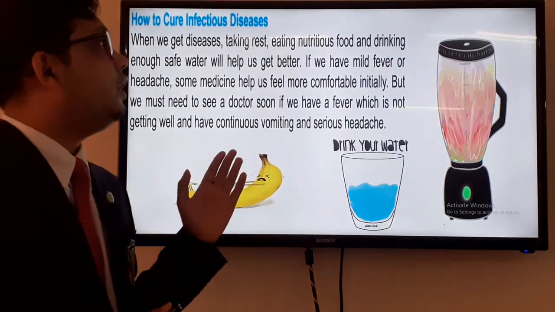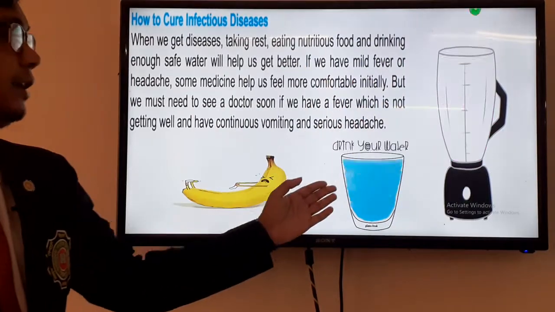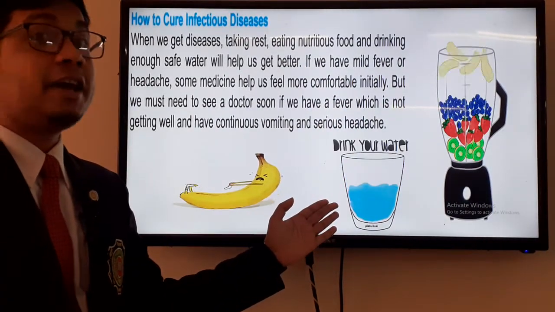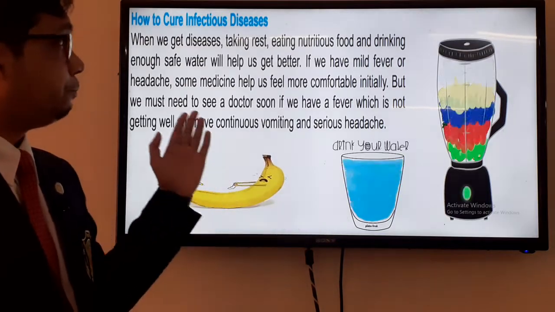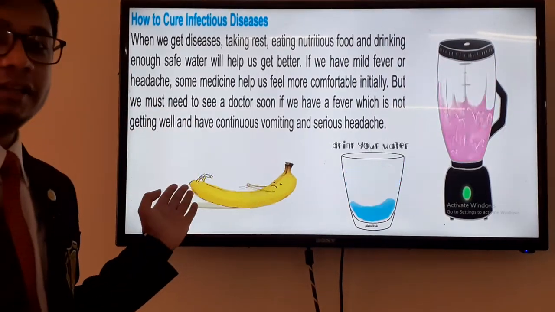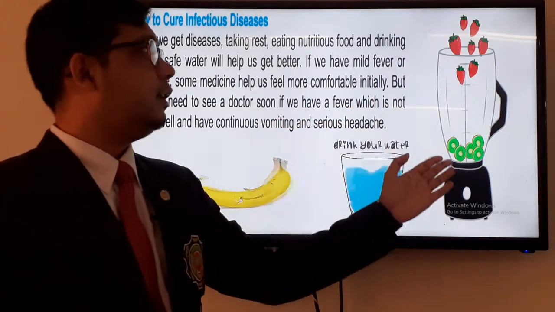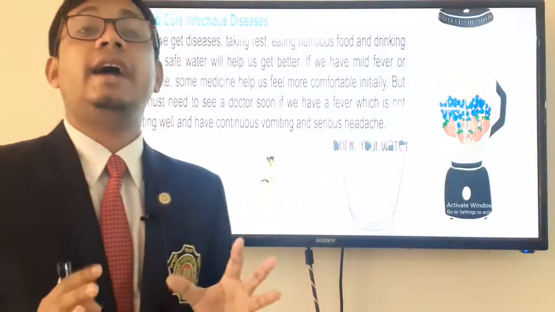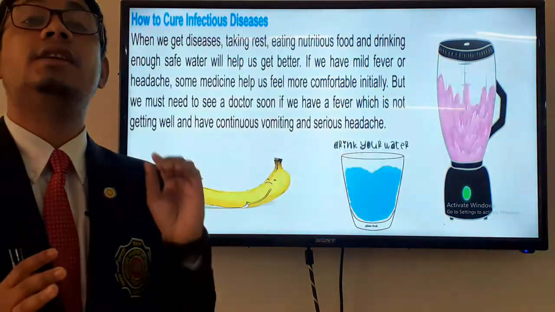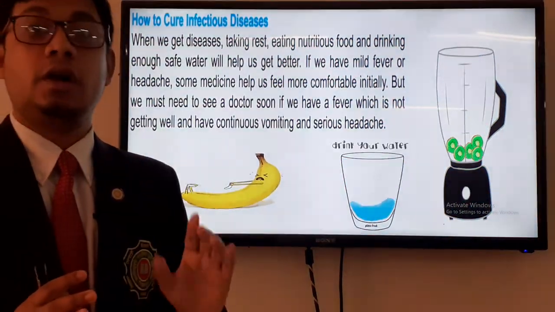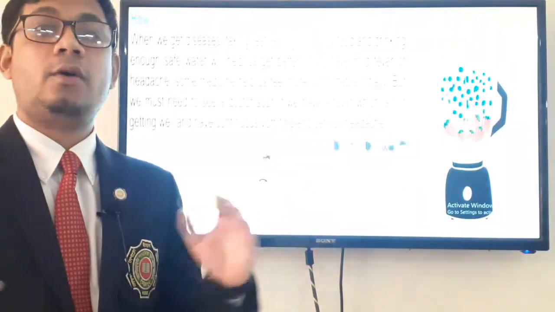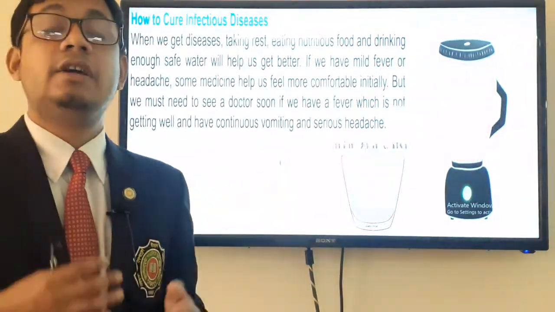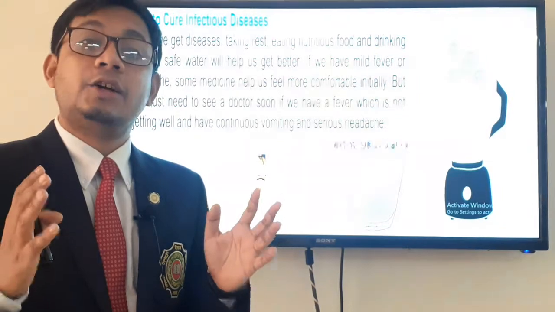Okay, we have to eat nutritious food and drink a proper amount of safe water. And we have to do physical exercise. As you can see, we have to eat a balanced diet, the diet which contains all the essential food groups. We should not only eat pizza or burgers or fast food; we have to eat all the food materials that are required for good health.